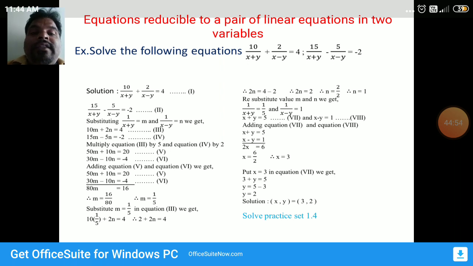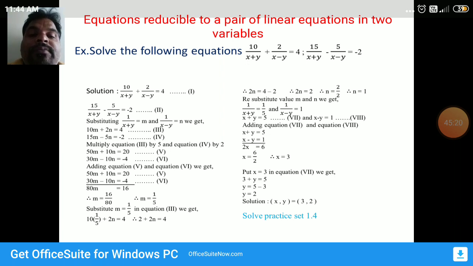Now adding these two equations 5 and 6, we get 50m plus 10n is equal to 20, and 30m minus 10n is equal to minus 4. Now adding these two equations, you get 80m is equal to 16. Therefore, m is equal to 16 upon 80. Therefore, m is equal to 1 upon 5.